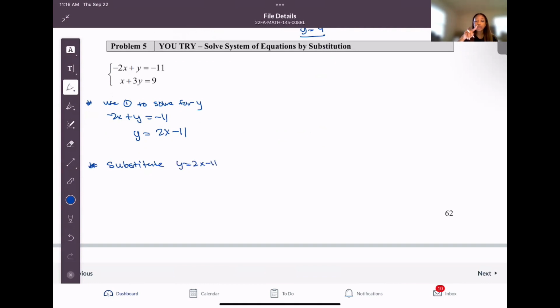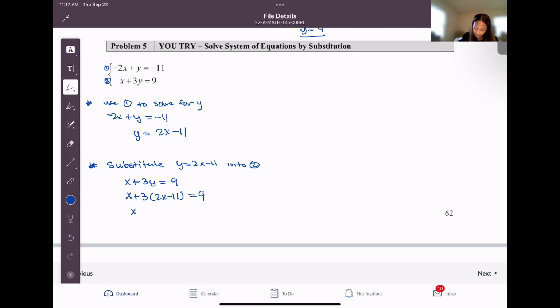Since we used the first equation, we're going to substitute that into the second equation, into 2. And again, I'm referring to 1 and 2. I always call the first equation 1 and the second equation 2. All right, so we have x plus 3y equals 9. Then that gives us x plus 3 times 2x minus 11 equals 9. Then we want to solve this resulting equation. We're probably going to need more space, but that's okay. We'll try. Then solve.